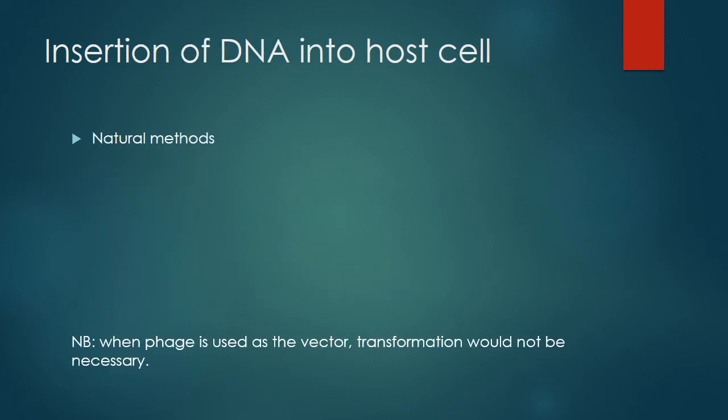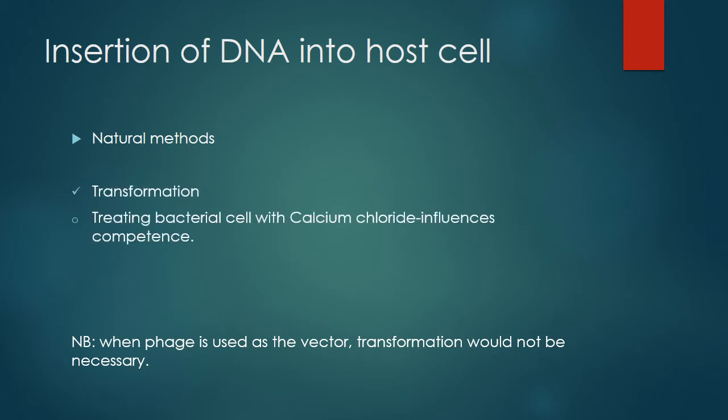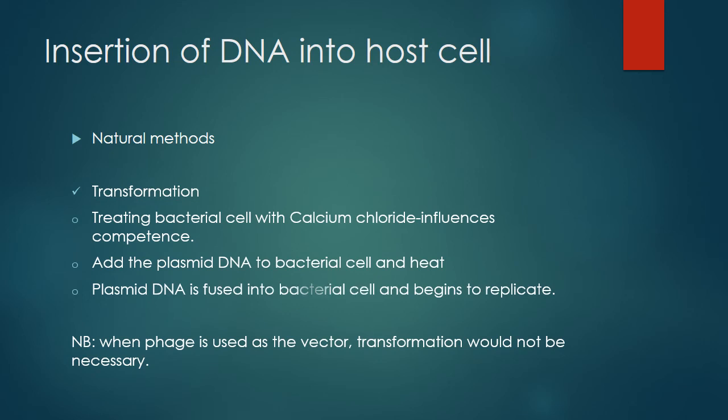Now for our natural methods, we have transformation. With transformation, we treat these bacterial cells with calcium chloride. What the calcium chloride does is that it influences the cell to a state known as competence, and this competence makes the cell able to receive our plasmid DNA. So after influencing this competence, we add the DNA to the bacterial cell, and then we apply heat, and then the plasmid DNA is now fused into our bacterial cells and then begins to replicate.